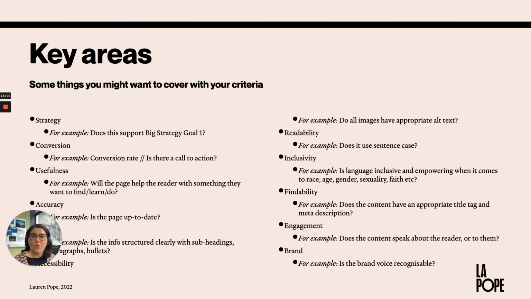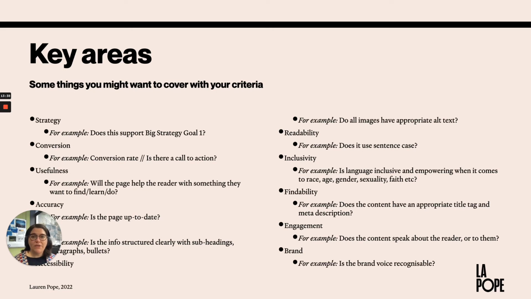Usefulness is a really important one for thinking about the user experience of the content. A good question for this would be something like, does this help the reader with something they want to find, learn, or do? This assumes that you know something about your user and that you can understand their needs well enough to answer that question. Accuracy is really important. Is the page up to date? Are all claims and facts evidenced? Do they have sources?